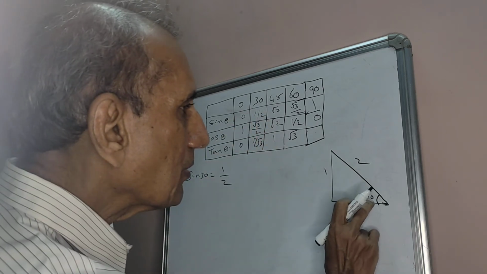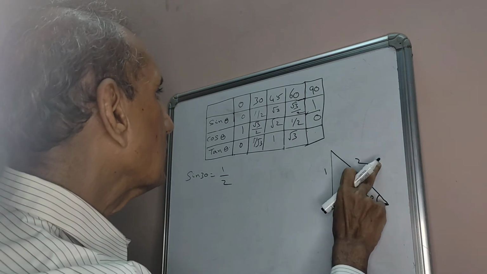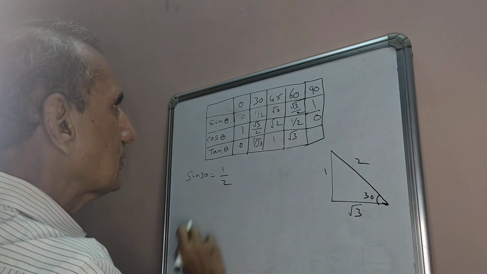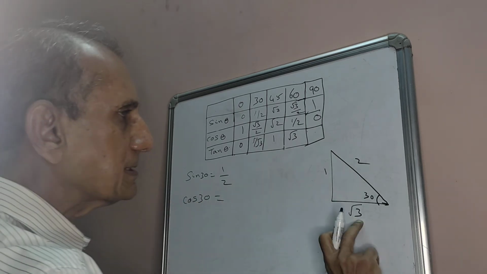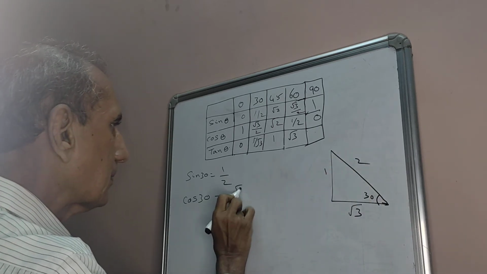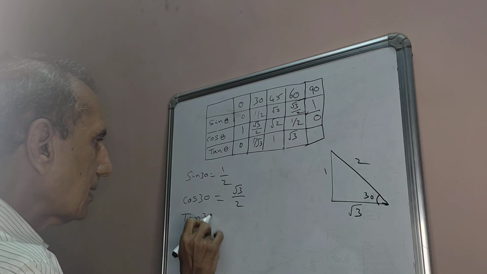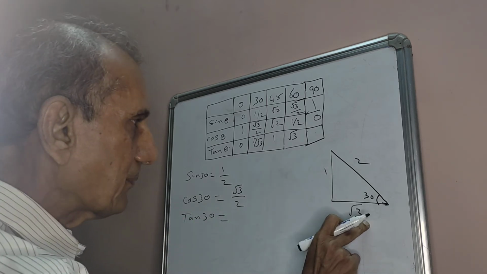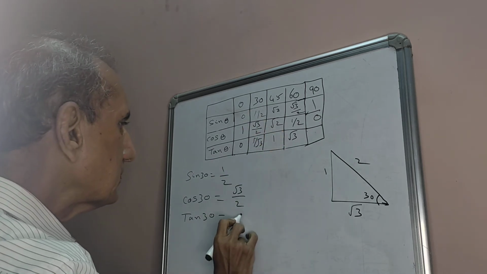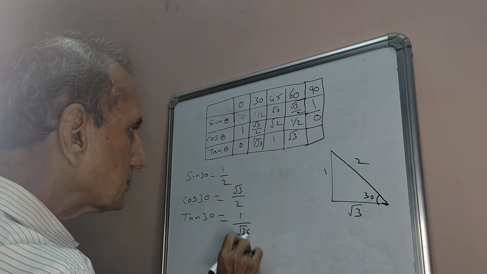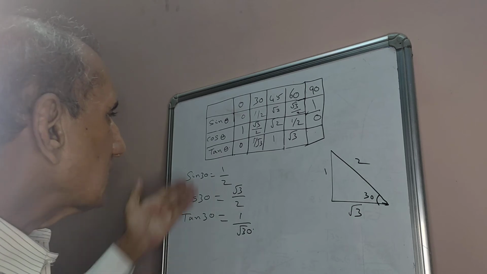How much would it be? Cos theta is what? Adjacent side by hypotenuse. Root 3 by 2. You got it. So cos 30 is adjacent side by hypotenuse. Now tan 30. Tan 30 is what? 1 by this one, 1 by root 3. Tan 30 is 1 by root 3. So this is where you can find them out. The other three will be the opposite of these things.